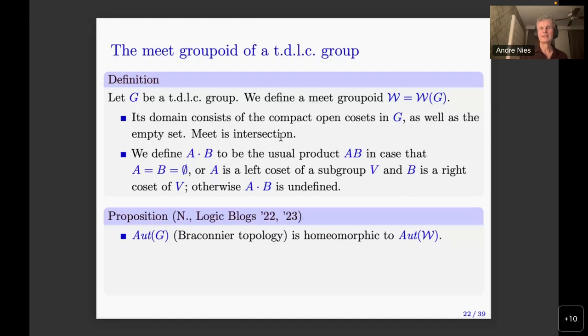Well, the main thing is that I can reobtain the group from the meet groupoid, right? It's a duality. There's an inverse operation taking the meet groupoid and getting the group back. And using that, just outside computability, you can get some useful results, which I haven't put in it. Well, they're on the logic blogs, but also one is in the paper. The automorphism group of G for any, say, locally compact group carries a nice topology, the Braconnier topology, which refines the compact open topology. And that's just the one that you need to use. And it's homeomorphic to the automorphism group of the meet groupoid. So that's a nice concrete way to see the automorphism group of G.